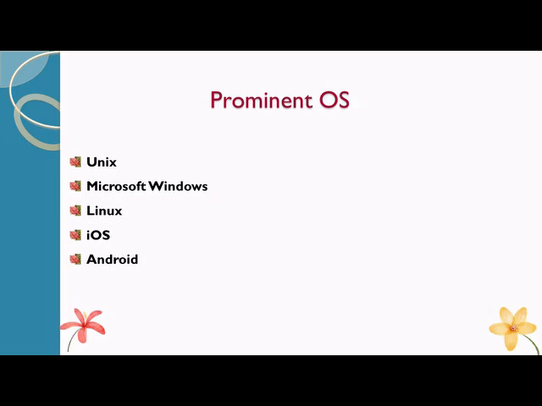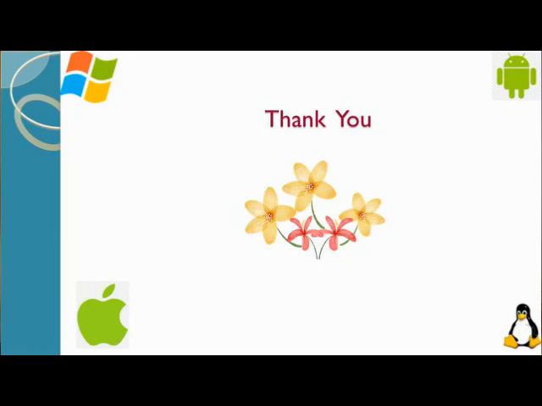The prominent operating systems available are Unix, Microsoft Windows, Linux, iOS, Android, and so on. To conclude, in this module we have discussed the basic concepts and knowledge about an operating system, types of operating system like single user and multi-user operating systems, uses of an operating system, key features of an operating system, and particularly we have studied process scheduling algorithms. Hope you have enjoyed the session. Thank you.